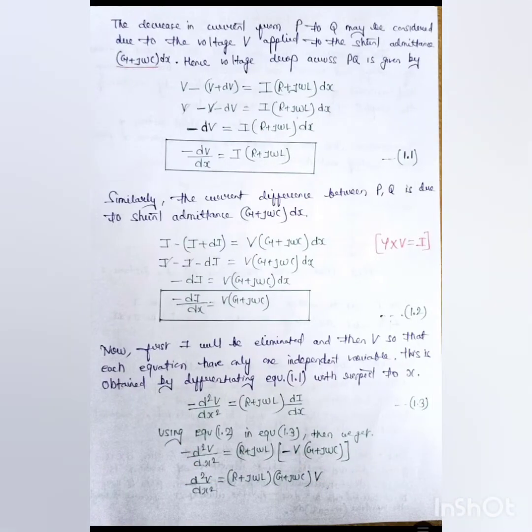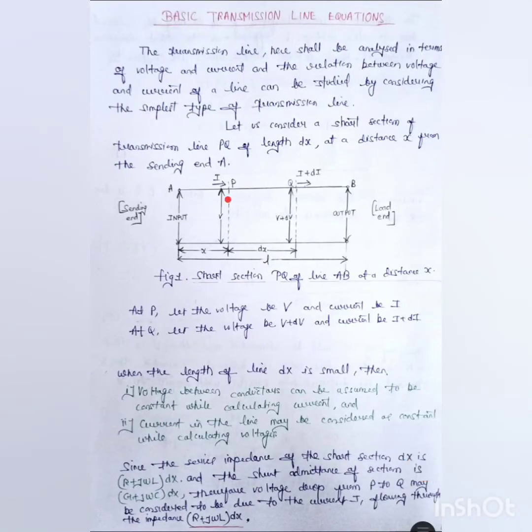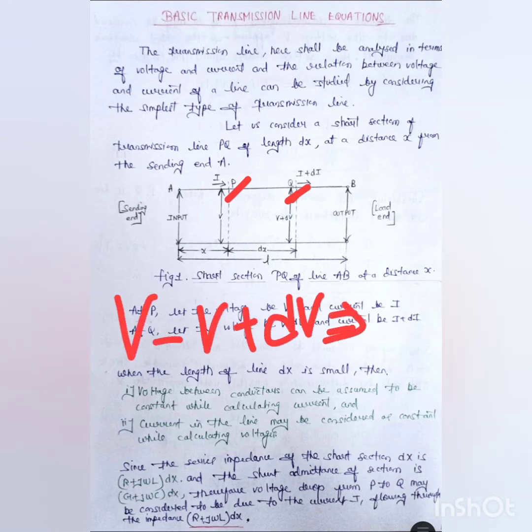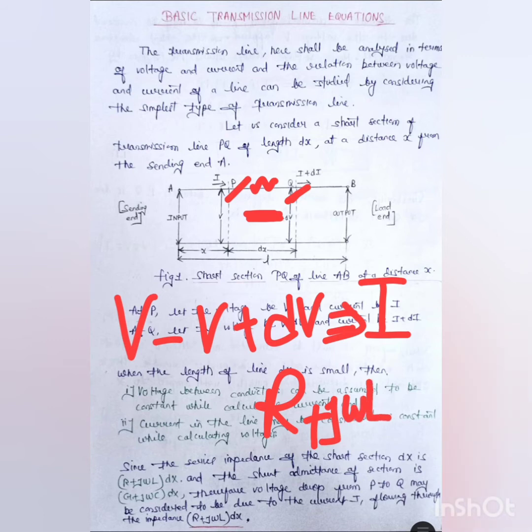Obviously the voltage at point P is V, and the voltage at point Q is V plus dV, and hence the voltage drop is written as V minus (V plus dV). And while calculating the voltage drop, the current is taken as constant and the current is flowing across the series impedance, which is R plus j omega L, and this is calculated for the distance dx. So here we have taken dx.